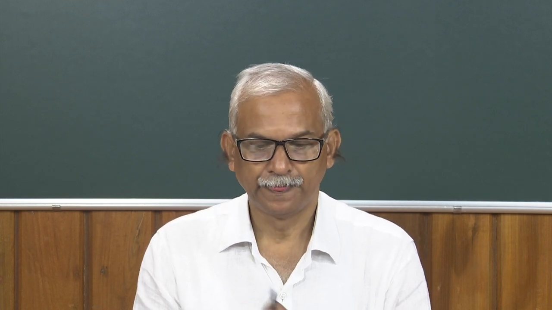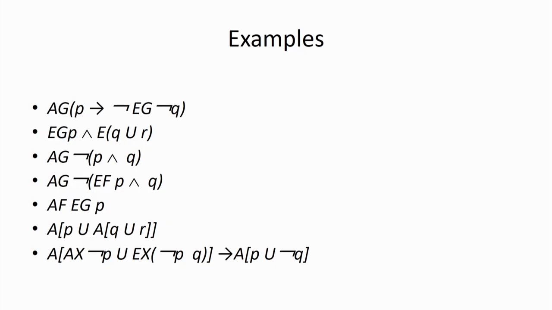Now, some examples. If I write an example here as a notation, you see that we are using path quantifiers A or E, the temporal operators and the logical connectives. Now, whether these are valid CTL formulas or not, we have to check. If it is syntactically correct, then we say these are well formed formulas of that particular logic.